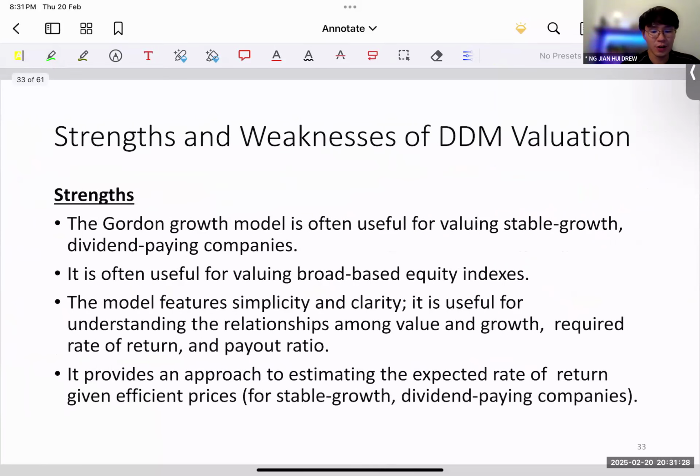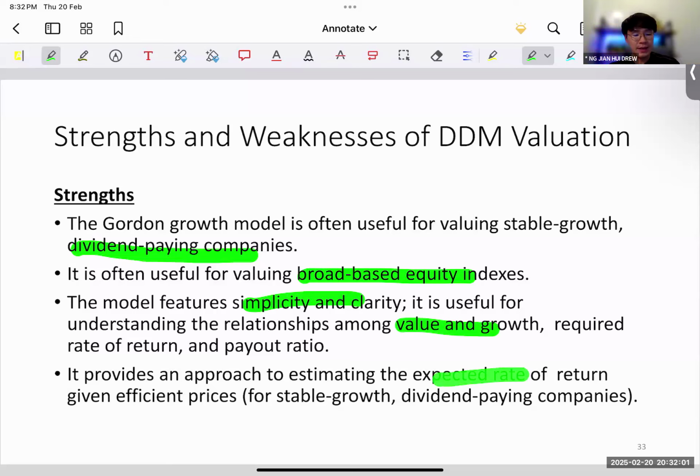Okay, some strengths and weaknesses of your dividend discount model. Some strengths, it's very useful to estimate dividend paying companies. Okay, often used to value broad-based equity indexes. The model is simple and there's some clarity as well. It allows you to understand the relationship between the growth and the value. It allows you to estimate the expected return given an efficient price, right? So, there's some qualitative understanding.